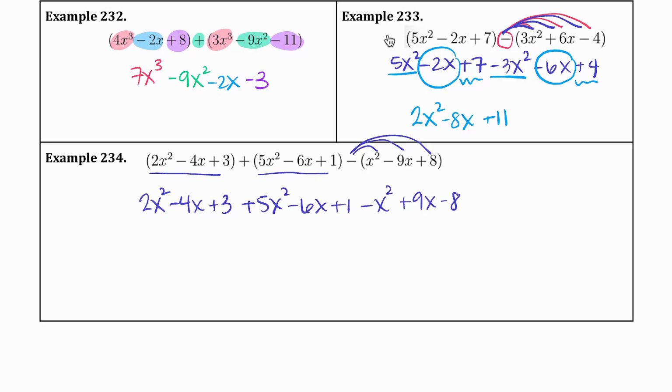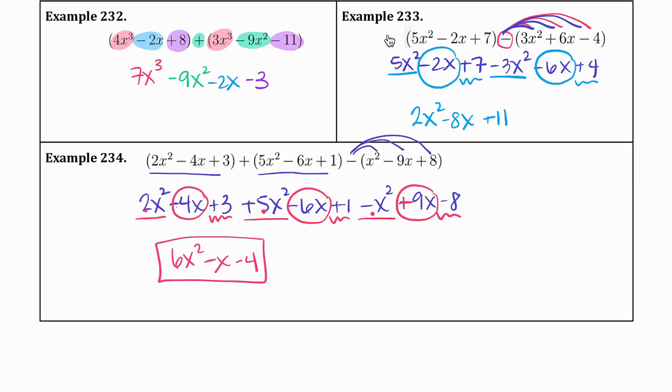Now we're just going to combine our like terms. Let's put our x squareds together. So we have 2x squared plus 5x squared minus 1x squared. 2 plus 5 is 7, minus 1 is 6x squared. Our x's, we've got negative 4 minus 6, which is negative 10, plus 9, which is negative 1x, or negative x. And then our constants, we have 3 plus 1 minus 8. 3 plus 1 is 4, minus 8 gives me negative 4.